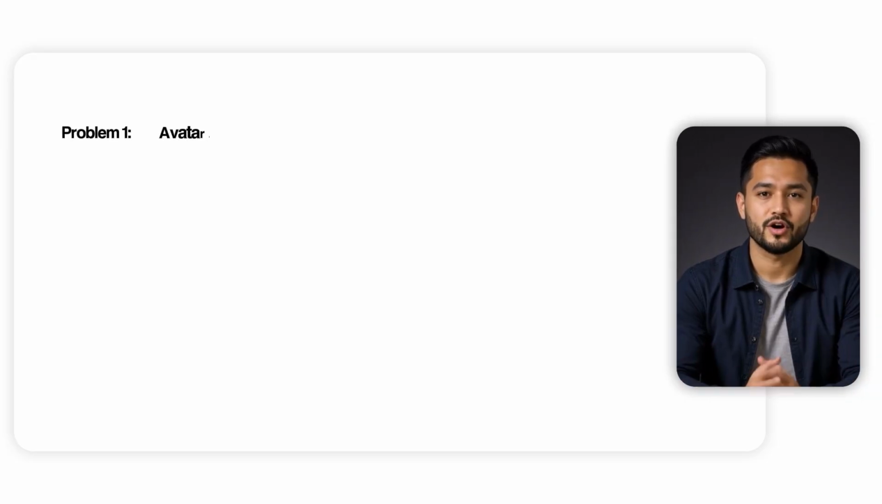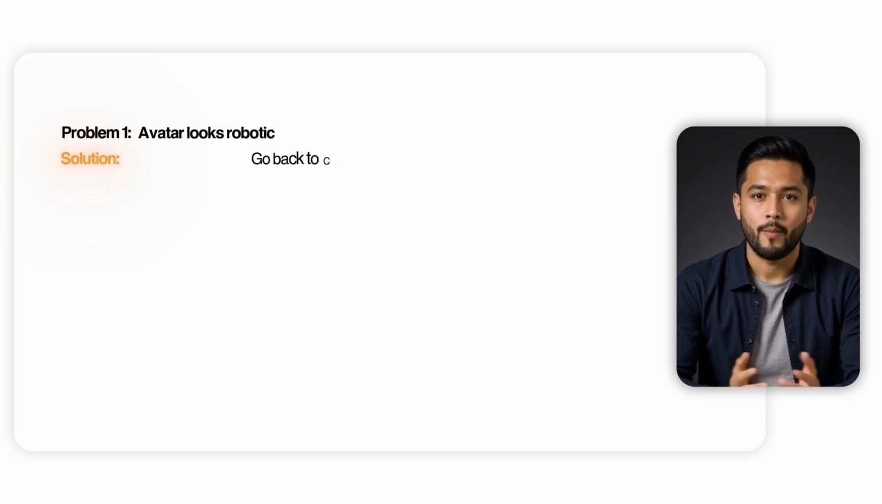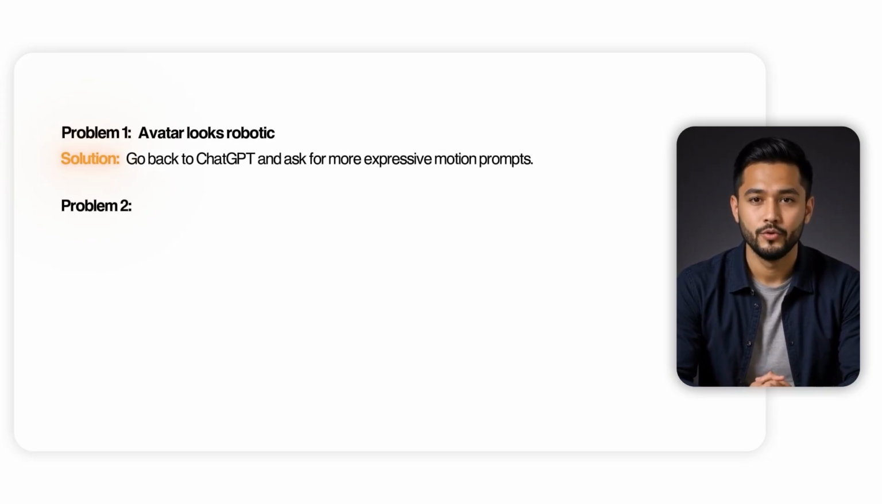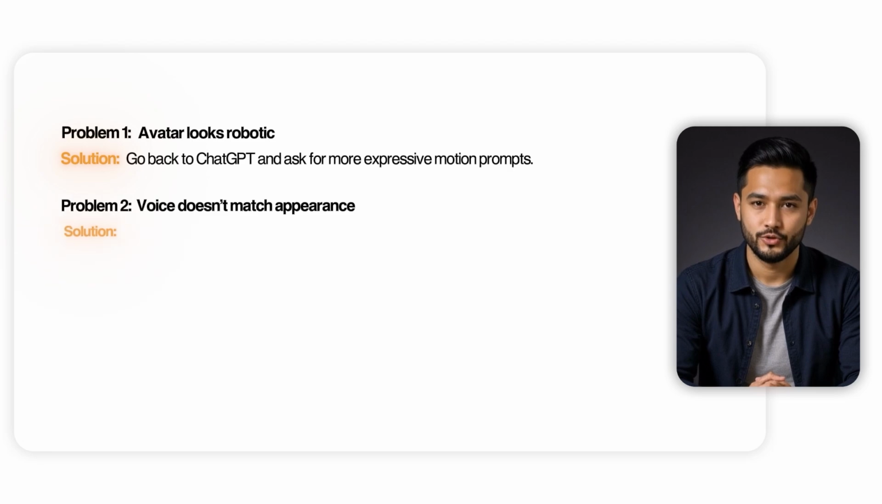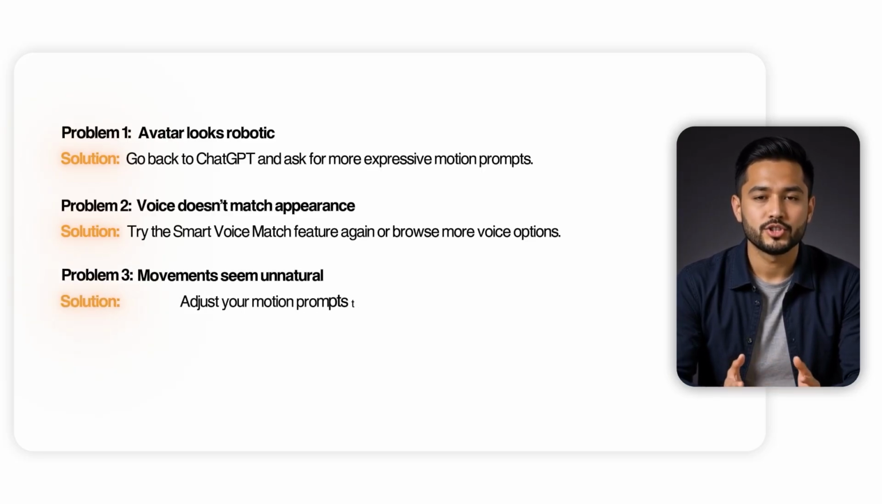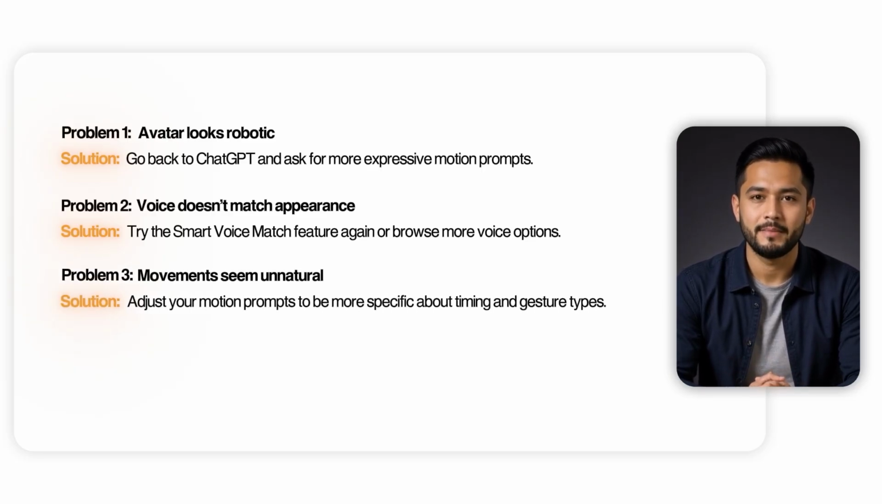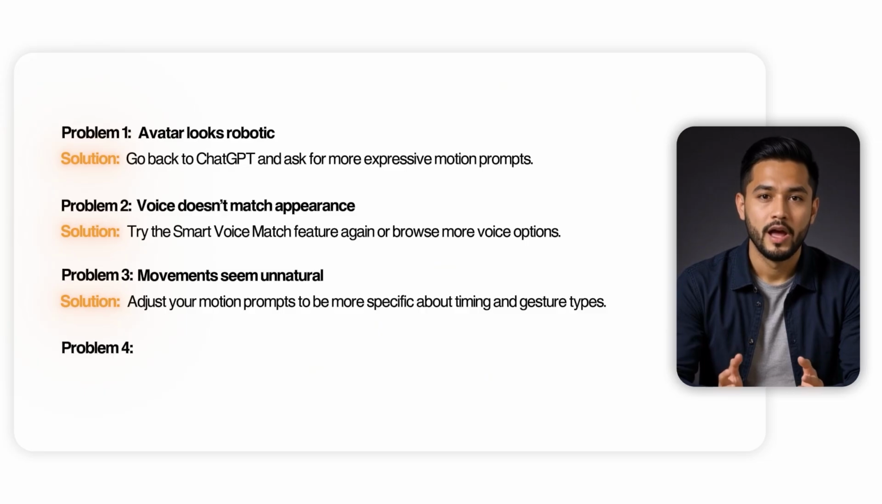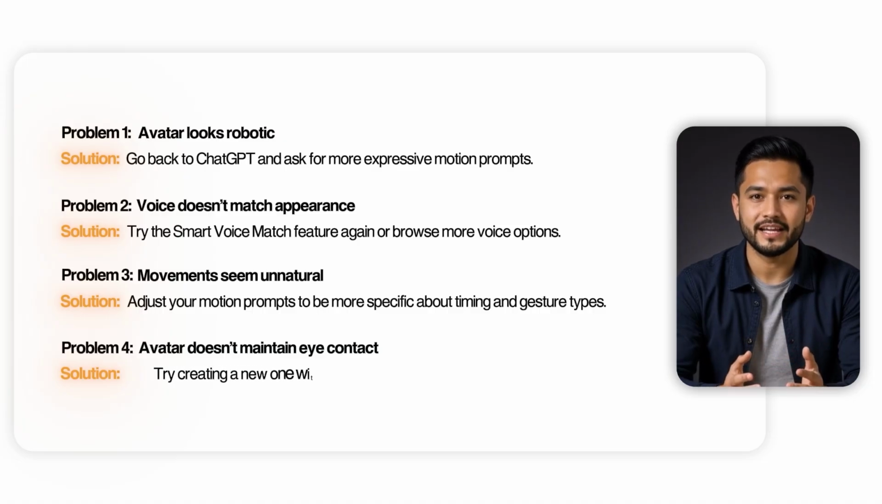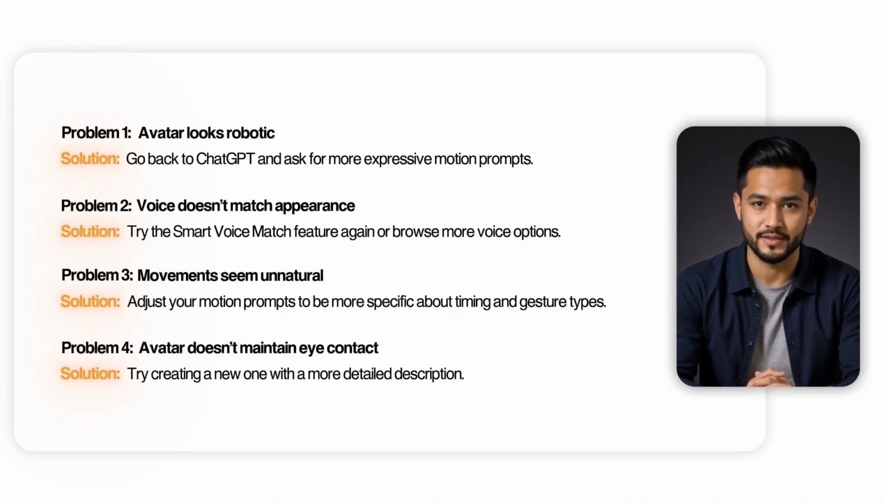Problem 1. Avatar looks robotic. Solution: go back to ChatGPT and ask for more expressive motion prompts. Problem 2. Voice doesn't match appearance. Solution: try the Smart Voice Match feature again or browse more voice options. Problem 3. Movements seem unnatural. Solution: adjust your motion prompts to be more specific about timing and gesture types. Problem 4. Avatar doesn't maintain eye contact. Solution: this usually happens with poorly generated avatars. Try creating a new one with a more detailed description.